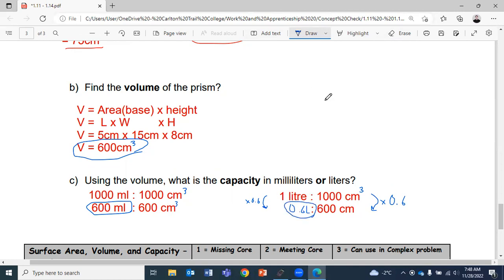Okay, so once you've done that, you can put your thing back in your binder and then you're good to go.